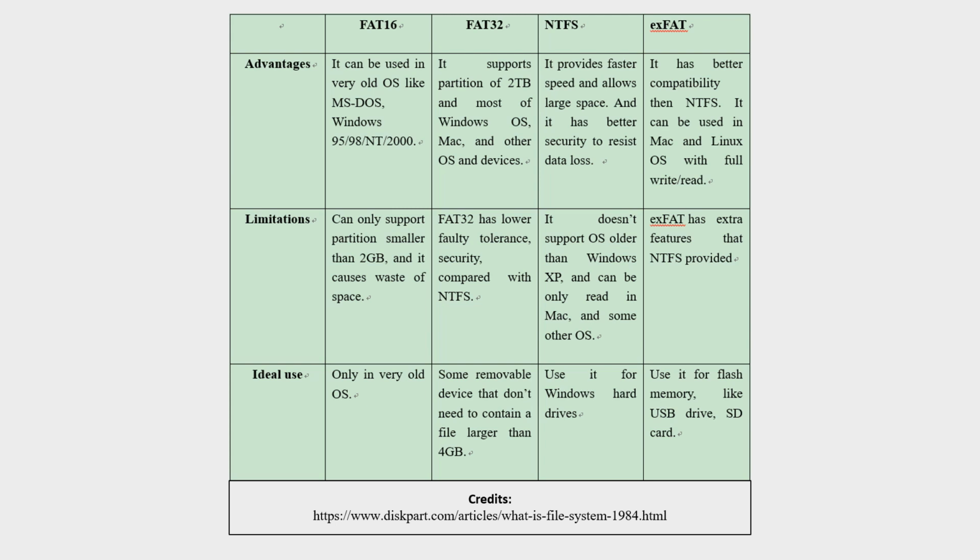Then we come to FAT32. This supports partitions of 2 TB and most Windows OS, Mac and other OS and devices. FAT32 has lower fault tolerance and security compared with NTFS. Then we come to NTFS. This provides faster speed and allows large space. It also has better security to resist data loss. However, it doesn't support OS older than Windows XP and can only be read in Mac and some other OS.